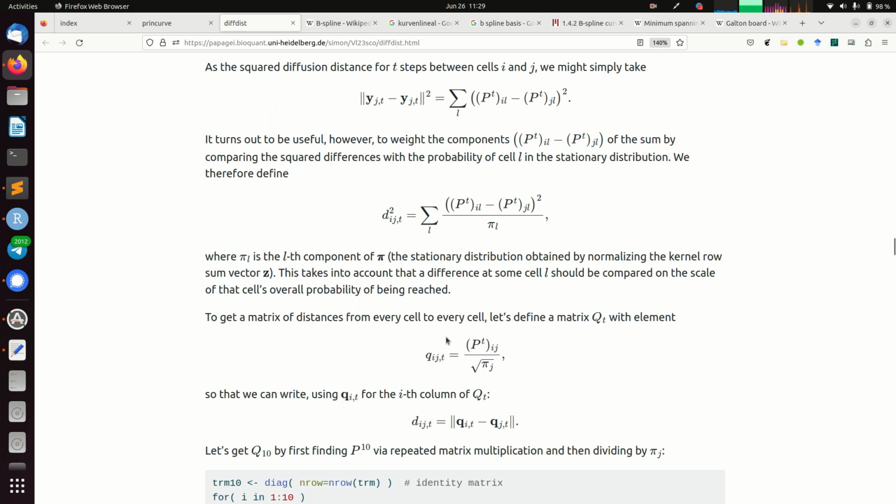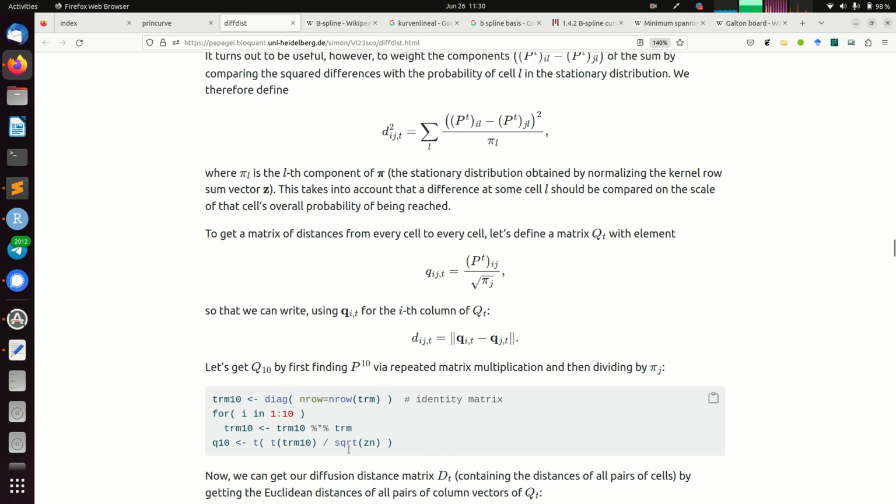So what we now do, in order to write this conveniently, is take this pi L, pull it under the square, and write it manually under each of the two. So instead of P to the t, I take this t-th power of the matrix P, and now I divide each element of it by the square root of pi L. So I make a new matrix Q, which is the matrix P to the t, where each column is divided by the square root of the corresponding stationary probability. And the point is that now I can simply write my diffusion distance as the Euclidean distance of two rows of this matrix Q.